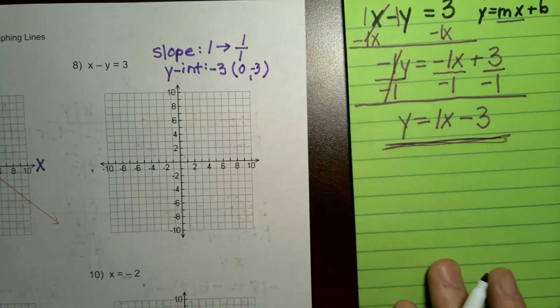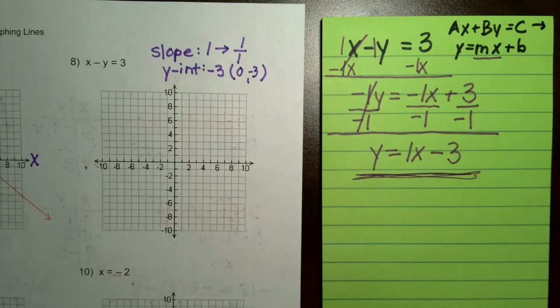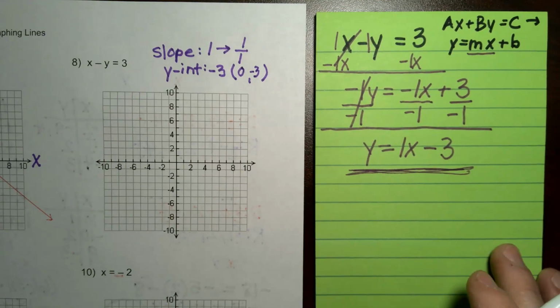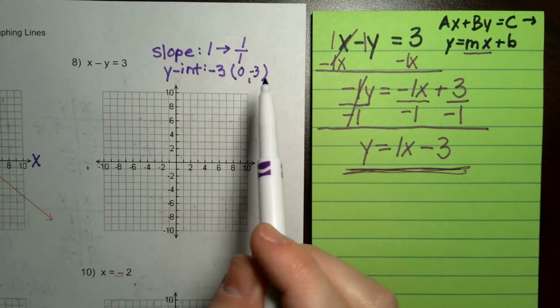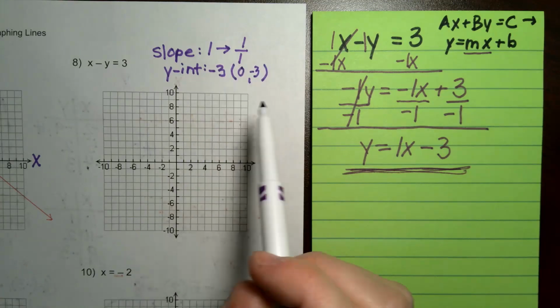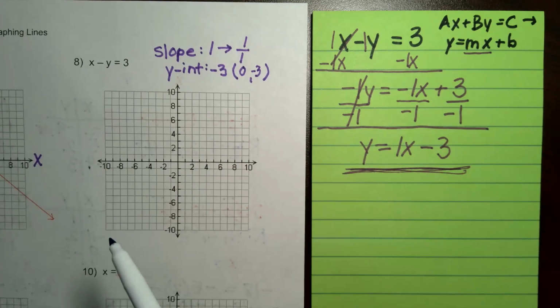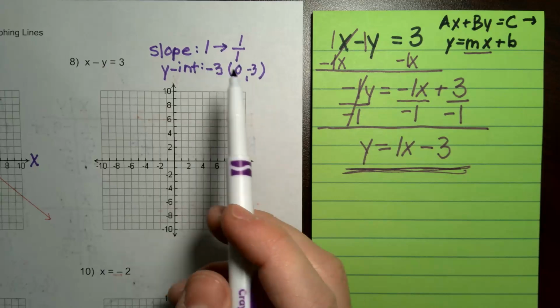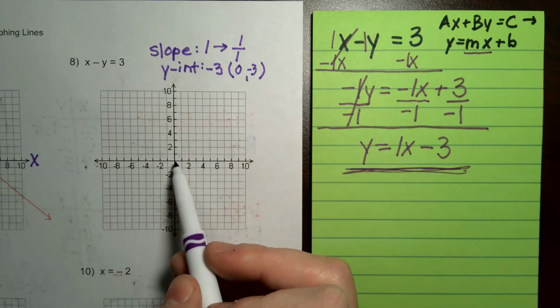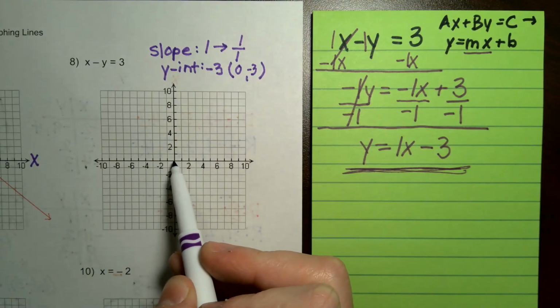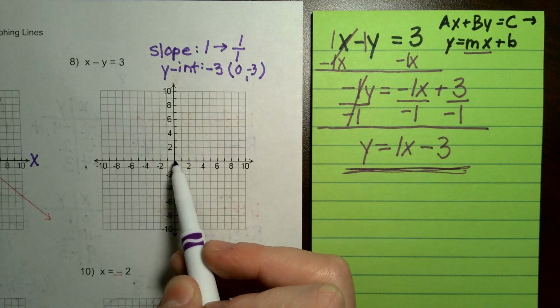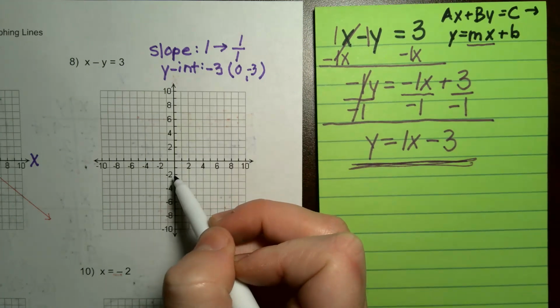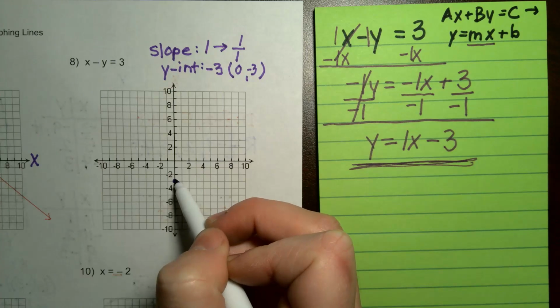Perfect. Okay, so now let's go ahead and see what we can do with this. We've got our first coordinate here, 0, negative 3. So we're going to start by graphing that point we found. We'll go 0 in the x direction, and we're going to go negative 3 in the y direction. So I'm going to count 1, 2, 3. There is my first point.